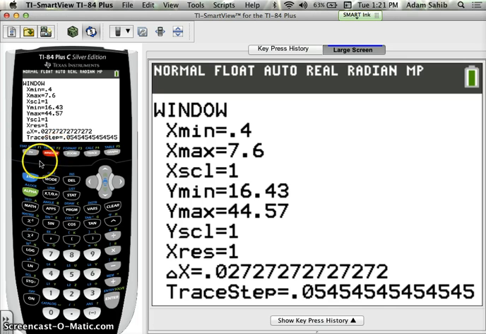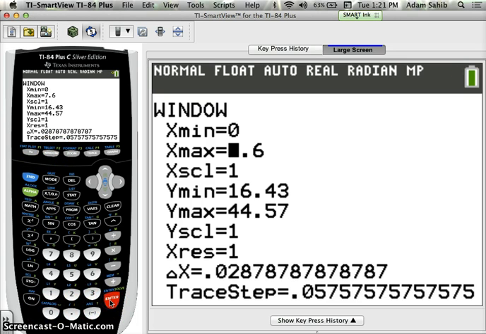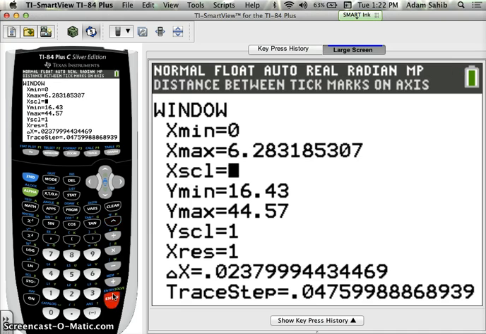Window, so we want this to go from 0 to 2 pi. So all you have to do is 0. In your x max, what do you think I should put here? 2 pi. Yes, and you can literally just enter that, and it'll figure it out for you. If you hit enter, it's actually going to do the math for you.